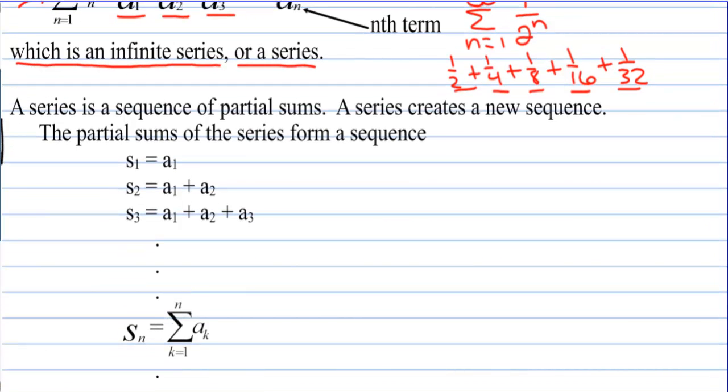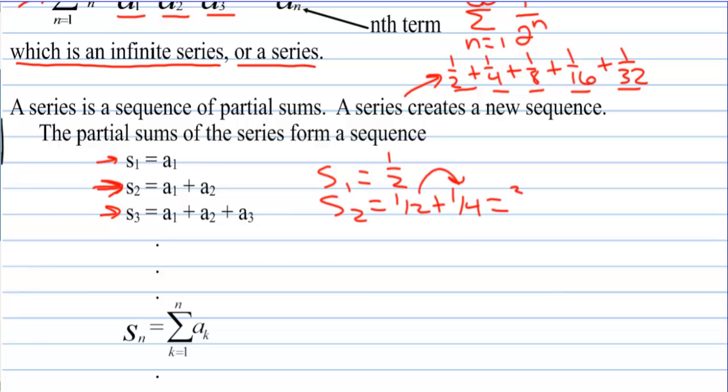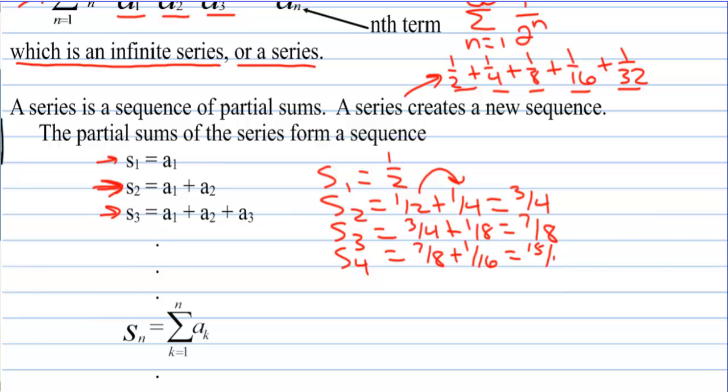A series is a sequence of partial sums. A series creates a new sequence. The partial sums of a series form a sequence. So we're going to look at these partial sums. The first partial sum for our specific example is just 1/2. It's the first term. The second partial sum is 1/2 plus 1/4. Now that's 2/4 plus 1/4 is 3/4. The third partial sum, we take the 3/4 and we add on 1/8, which is 7/8 when you do common denominator. The fourth partial sum is 7/8 plus 1/16, which ends up being 15/16.